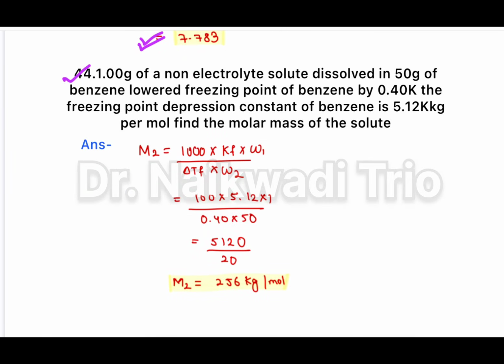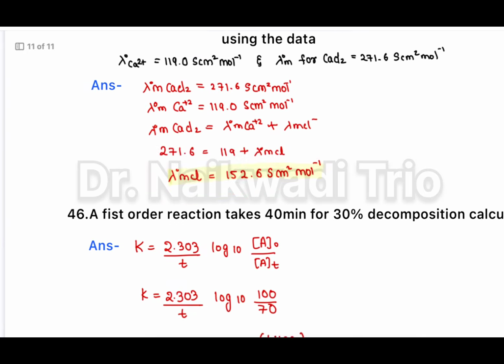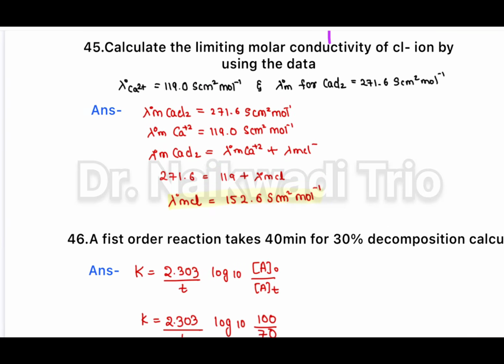This is from the solution chapter. Now see, here what you have to do is apply the formula for M2, that is 1000 into Kf into W1 divided by delta Tf into W2. This is the easiest part which you can solve. The M2 value we have got is 256 gram per mole. The numerical is a bit tough, but if you focus you can solve it.